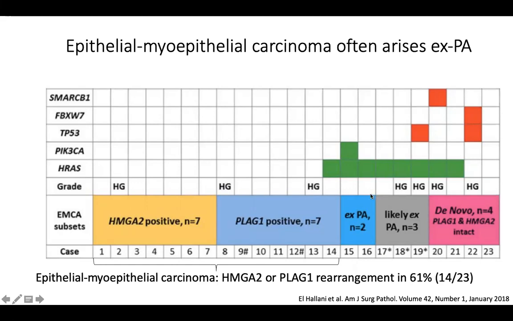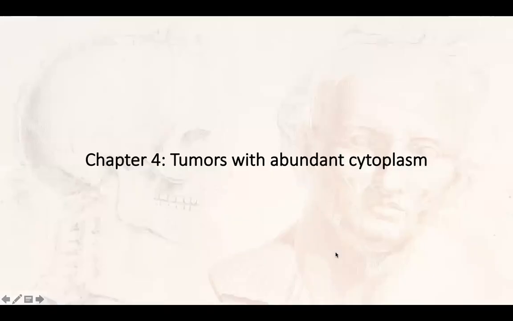And then there were other lesions where they just saw hyalinized nodules that suggested a prior pleomorphic adenoma. The other thing to notice here is that if they don't have HMGA2 or PLAG1, they probably have an HRAS mutation. So the lesions that didn't have these often showed HRAS, including some that likely arose from pleomorphic adenoma. All right, so that's epithelial myoepithelial carcinoma.